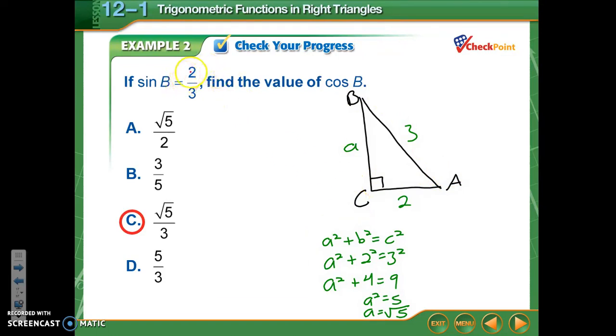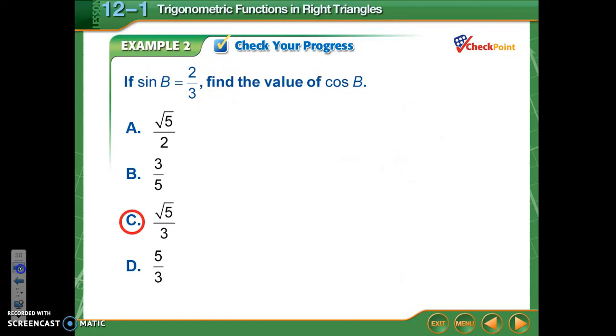Since the sine of angle B is opposite over hypotenuse, SOHCAHTOA, the side opposite of angle B is 2 and the hypotenuse is 3. I use the Pythagorean theorem to find the value of A. Remember that 3 is C and 2 is B in the way that I have it drawn here. 3 has to be C because 3 is the hypotenuse and the hypotenuse is C in the Pythagorean theorem. And when I solve that, I get A is the square root of 5. So the cosine of B is now adjacent, square root of 5, over hypotenuse 3.